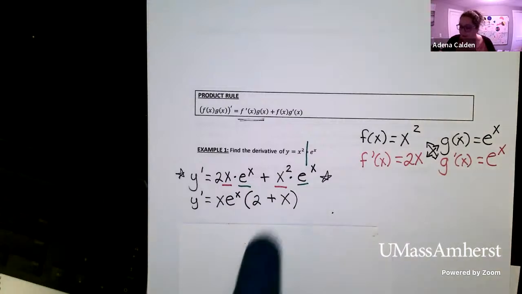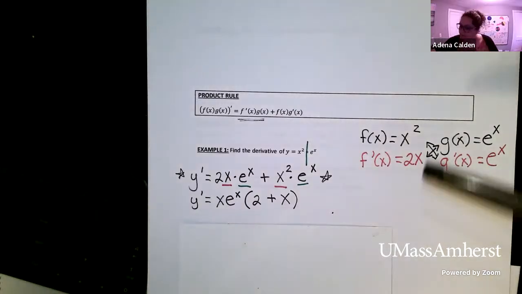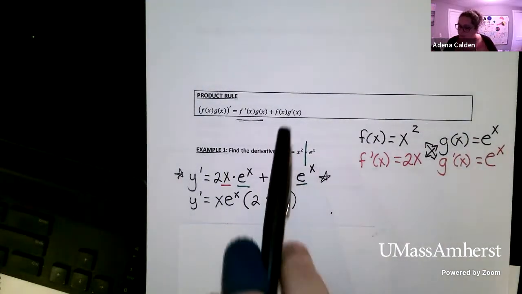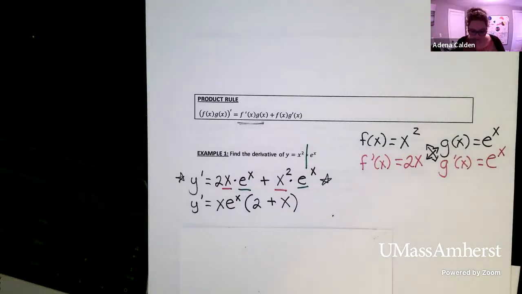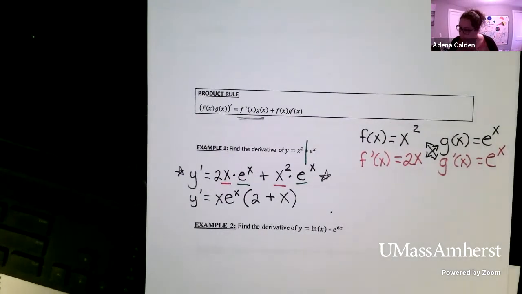We're identifying the 2 functions being multiplied together. We call the first one f, the second one g. We take each of their respective derivatives, and then we're going to put it back together in the formula. Okay, so I'm going to have you try one now.